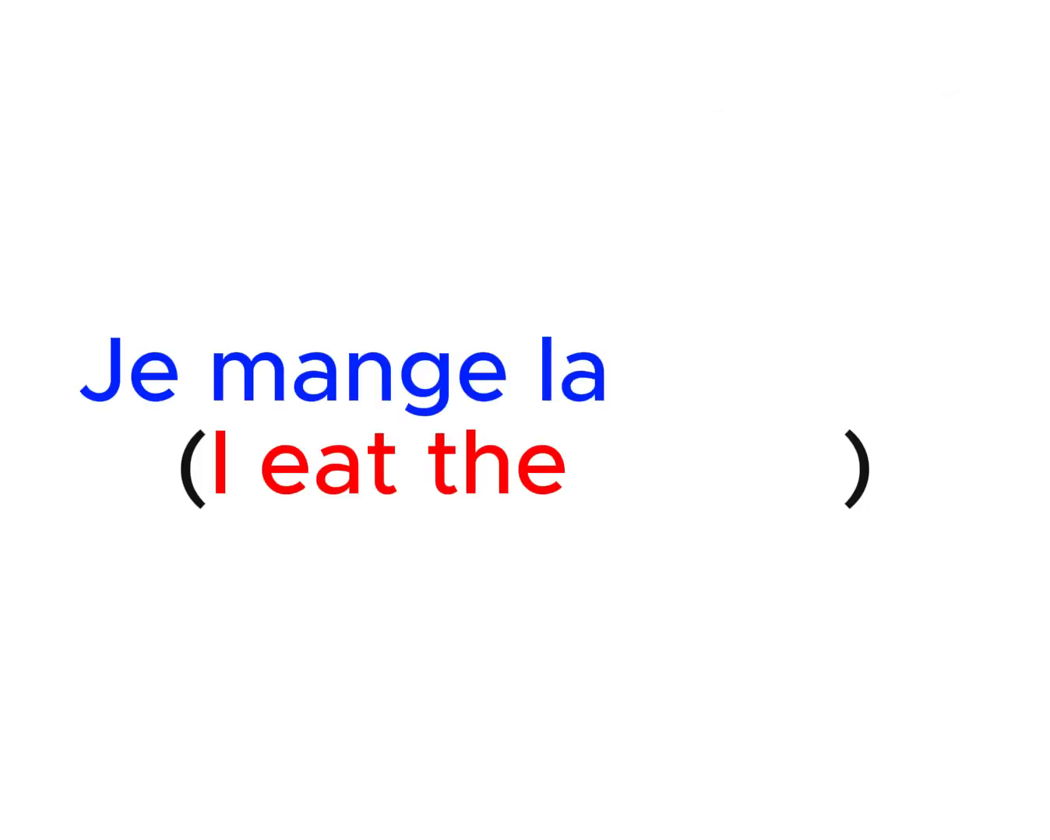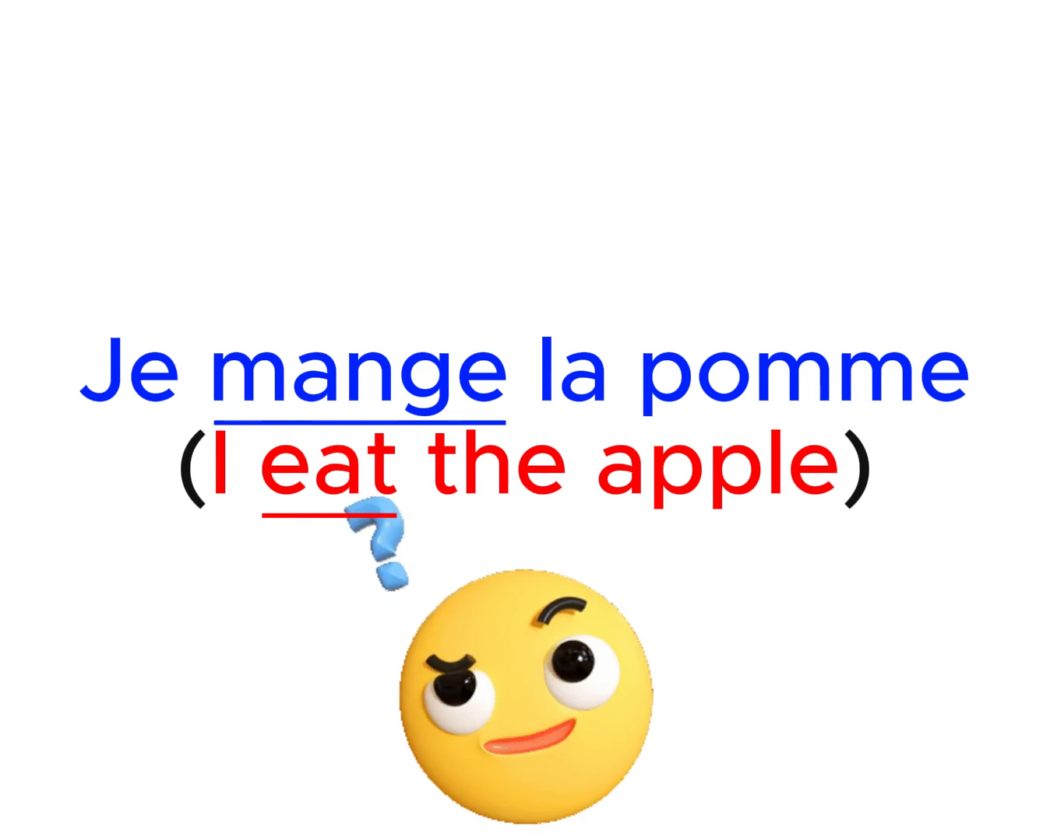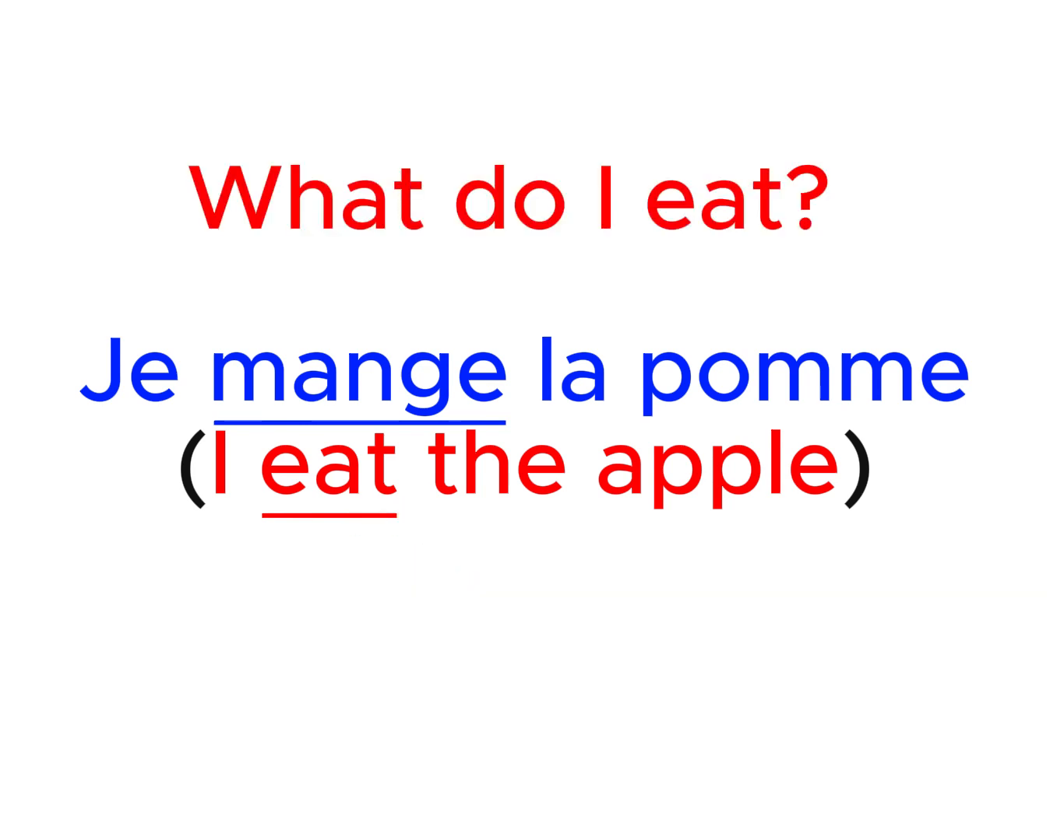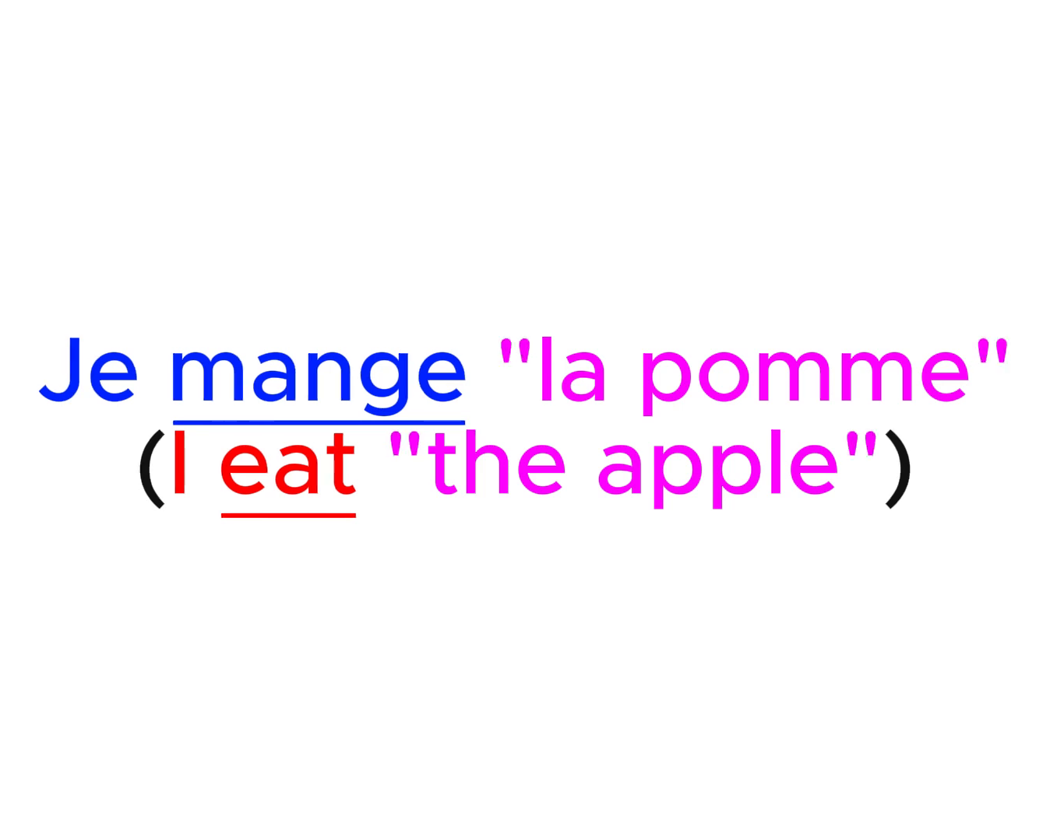For example, Je mange la pomme. In this sentence, the action is expressed by the verb eat, mange. The question will then be, what do I eat? I eat the apple. The apple is therefore the direct object of the verb to eat.